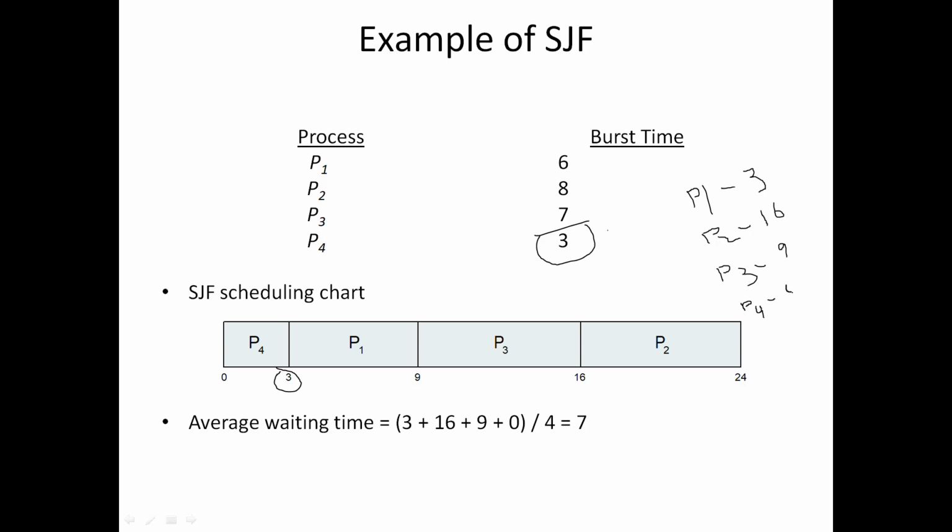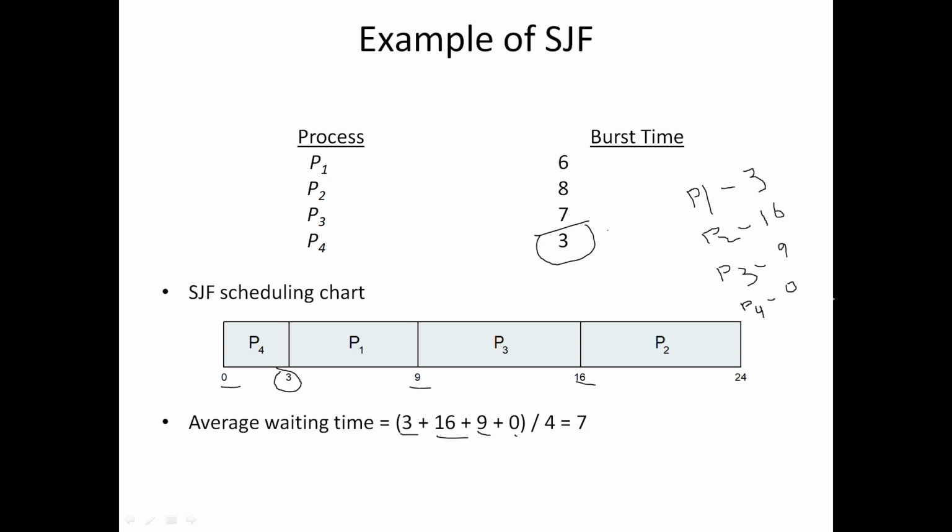So P4 is 0. So for P1 it is 3, P2 it is 16, P3 it is 9 and P4 is 0, because P1 here is waiting for 3 milliseconds, P2 is waiting for 16 milliseconds, P3 is waiting for 9 and P4 is not waiting, 0. So average waiting time is 7 milliseconds. So this is about the shortest job first scheduling algorithm.